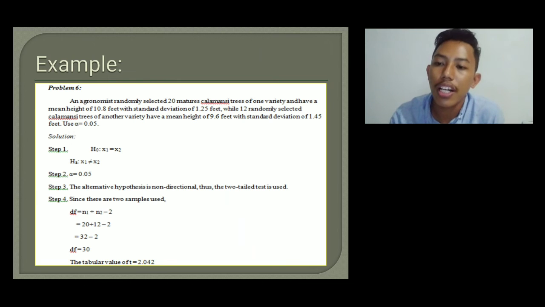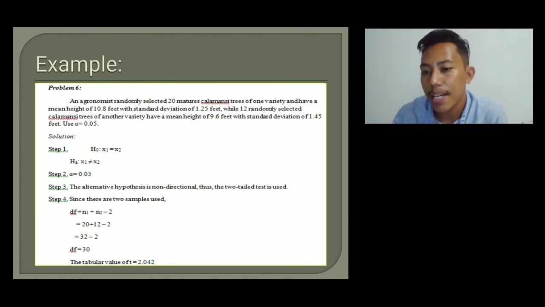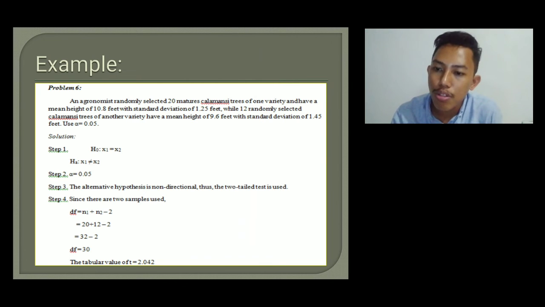So step 1, our null hypothesis is x sub 1 is equal to x sub 2. Our alternative hypothesis is x sub 1 is not equal to x sub 2. Our level of significance is 0.05. The alternative hypothesis is non-directional, thus we'll use the two-tailed test. Since two samples are used, df is equal to n sub 1 plus n sub 2 minus 2. So 20 plus 12 minus 2 is equal to 32 minus 2, or df is 30.